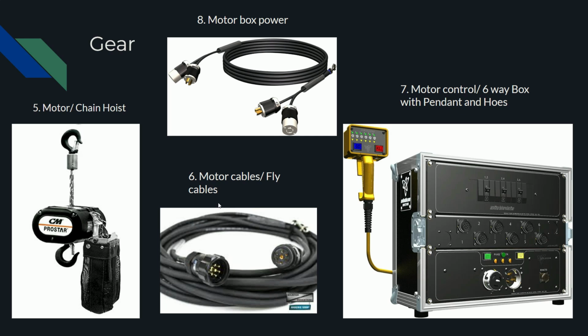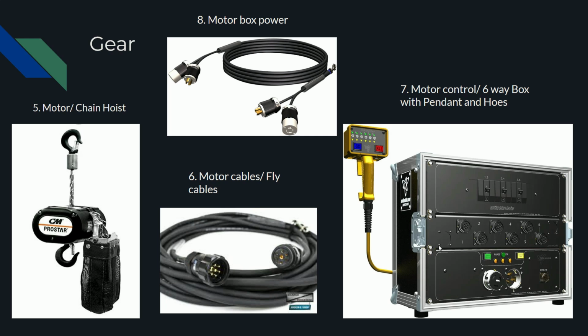All right, 6th item on our list is motor cable or fly cables. This basically connects to the motor, and we run it on the truss, we tie it off, and then we connect it to our next item here, which is a motor box. But before we move on to that, just a piece of advice. You don't see the cable off of this motor here, but most of them have a little cable coming off of it, and that's where you connect this female end. This is the female end for obvious reasons, and then the male end will connect to the motor box.